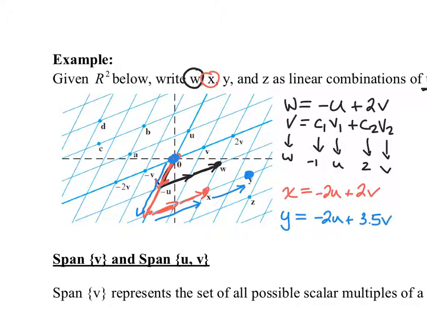Could you write Y equals X plus 1.5V? I would say under normal circumstances, yes, except these directions say specifically as a linear combination of U and V. So just to satisfy the directions, you'd have to write it that way.